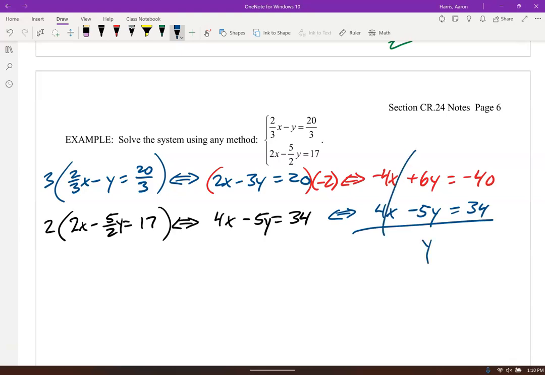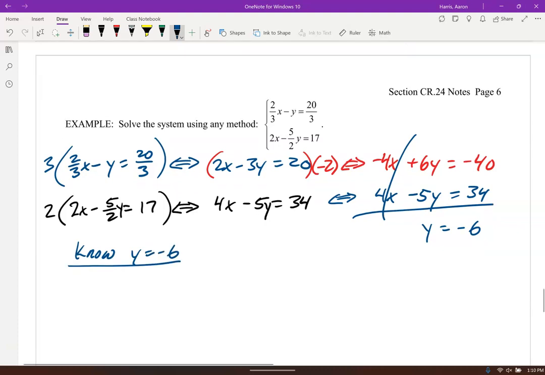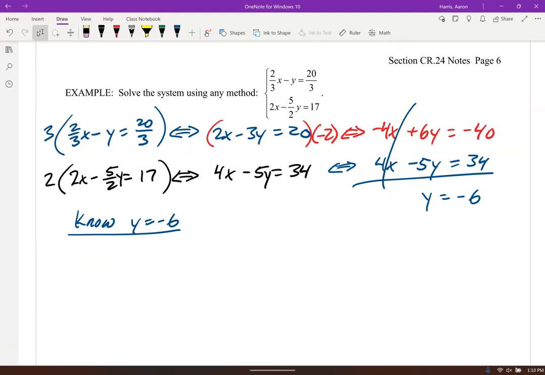Notice those cancel. So I have y equals -6. It looks like -40 plus 34. So now I know y is -6. And I could go back to one of those with the fractions. Or if you want, I'm just going to go back to this 2x minus 3y equals 20 because I don't have to deal with fractions. It's an equivalent equation anyways.